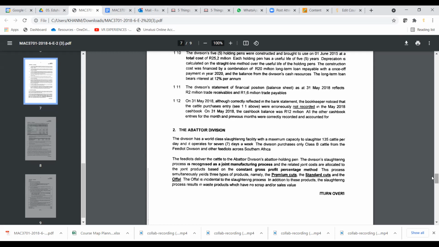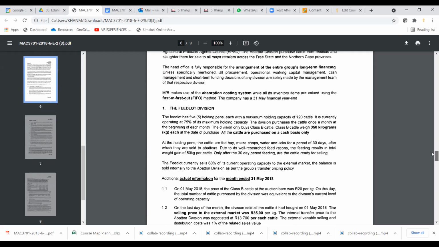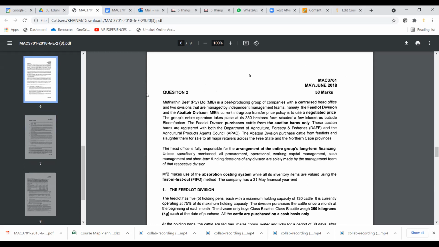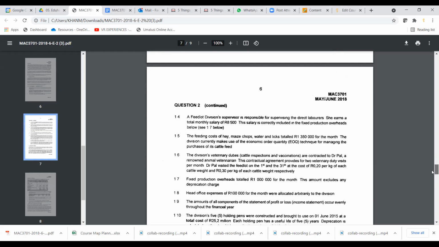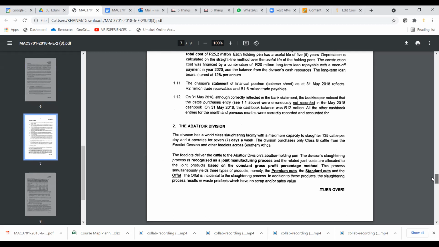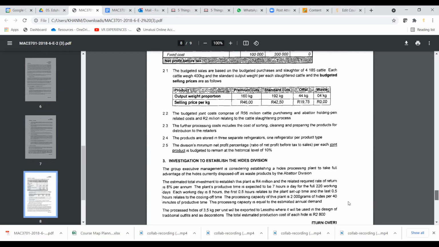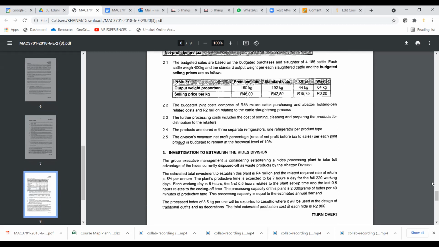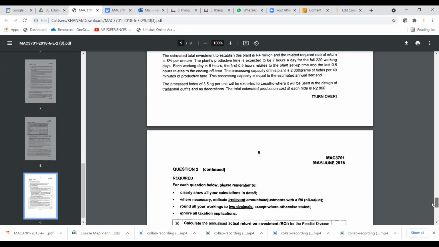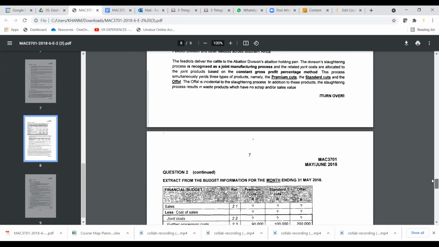Okay, so we're not going to read everything. We're just going to read the background of the company. Then we're going to jump straight into part number 2 to answer the rest. Okay, we're not going to do part 3 because it's completely separate, so there's nothing needed over there. Okay, so that's what we're going to do.